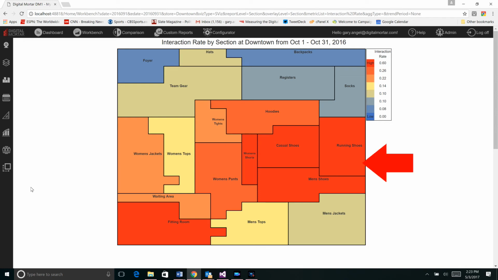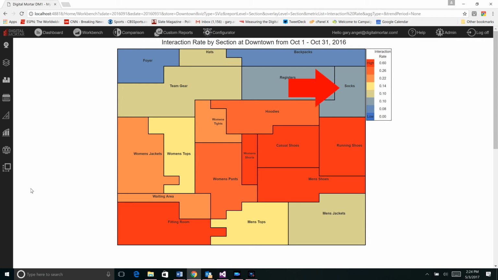Shoes still dominates, but some areas that showed quite a few interactions, like women's jackets, are a little lower when measured by rates. And I can see that men's jackets, while still not high, gets a reasonable rate of interactions, even though the total number of interactions is quite low. Where is my interaction rate lowest?